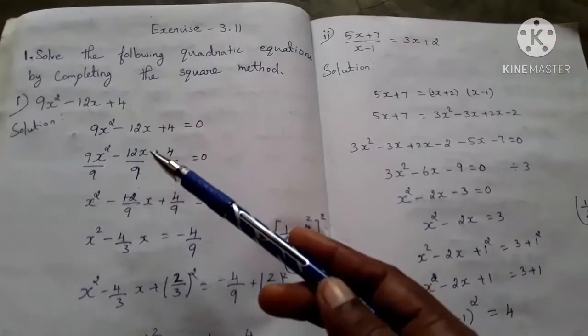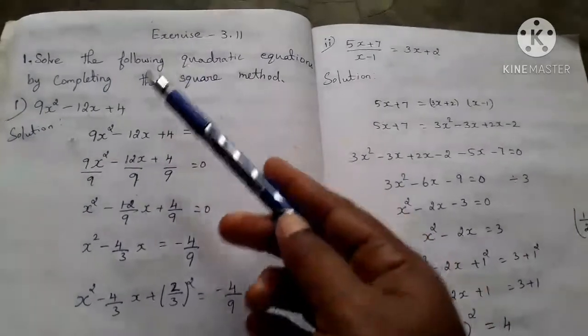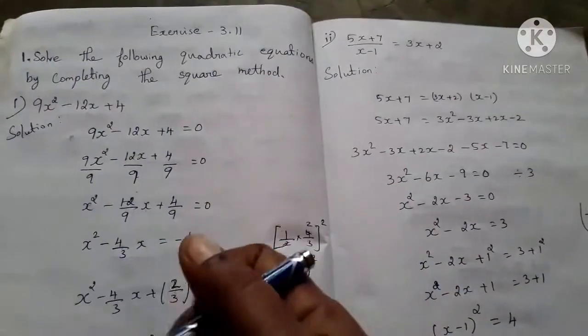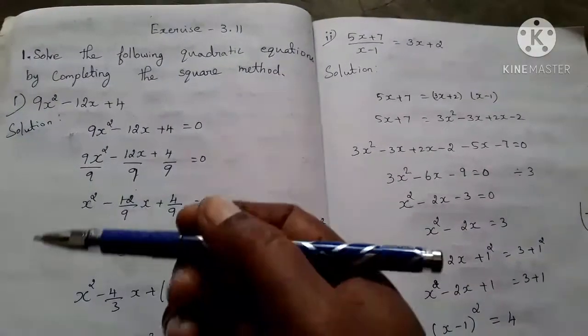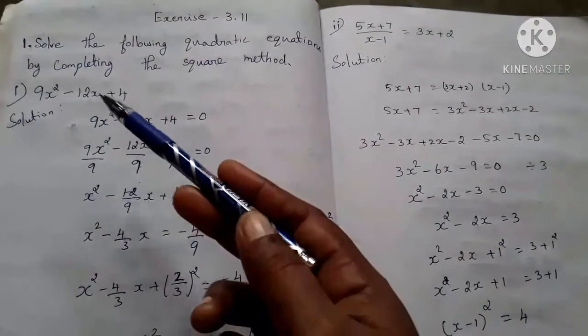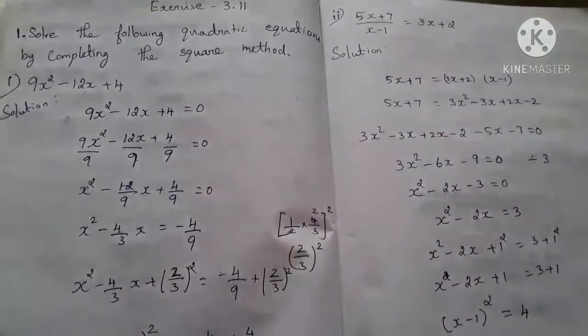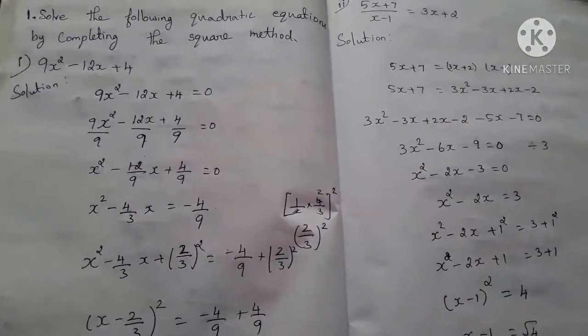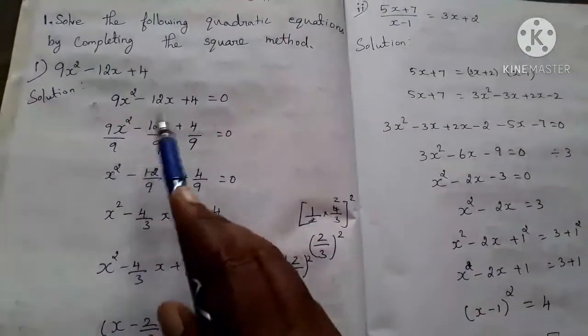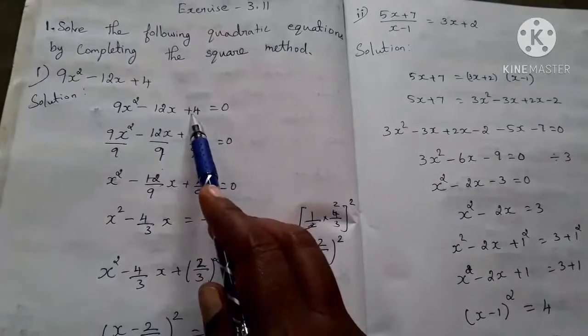In the last video we saw quadratic equations by the factorization method. Now we are going to see quadratic equations by the completing the square method. First, solve the quadratic equation by completing the square method. Here also we follow some steps. First step, you have to write the quadratic equation.